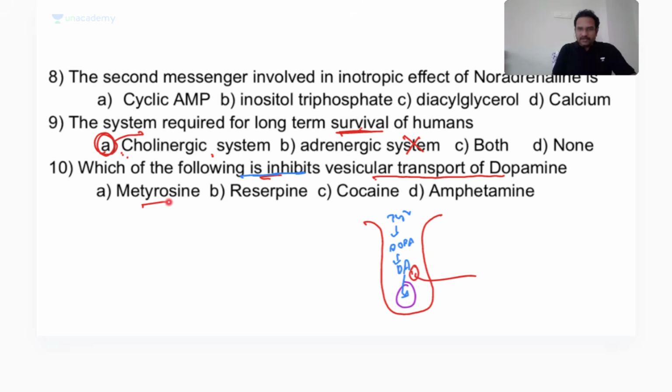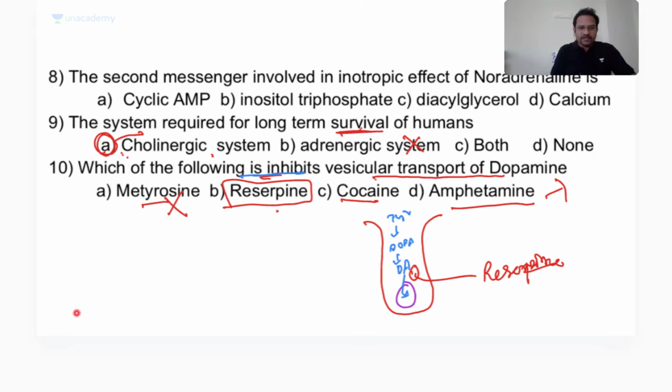Metyrosine is a false neurotransmitter. It will not inhibit vesicular transport. Reserpine inhibits this step. Reserpine is from Rauwolfia serpentina. And cocaine is a reuptake inhibitor. Amphetamine is a mixed agonist. It acts on receptors as well as it inhibits reuptake. So the answer here is reserpine.